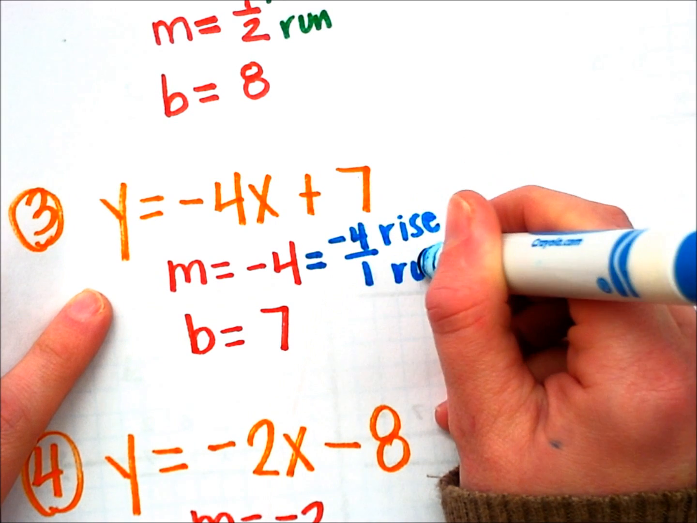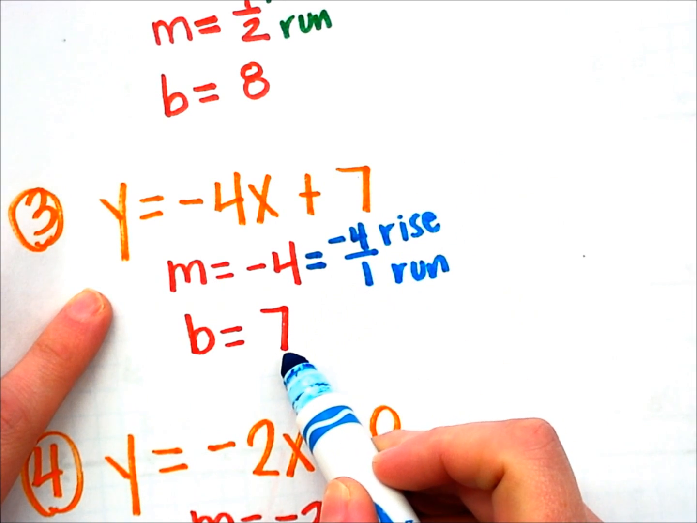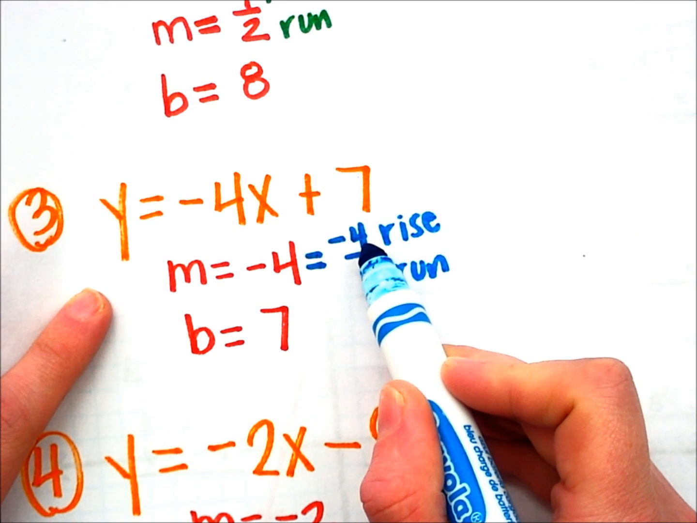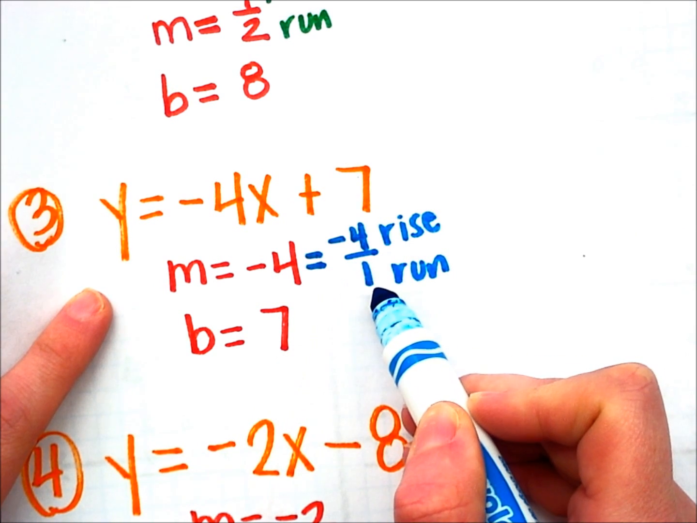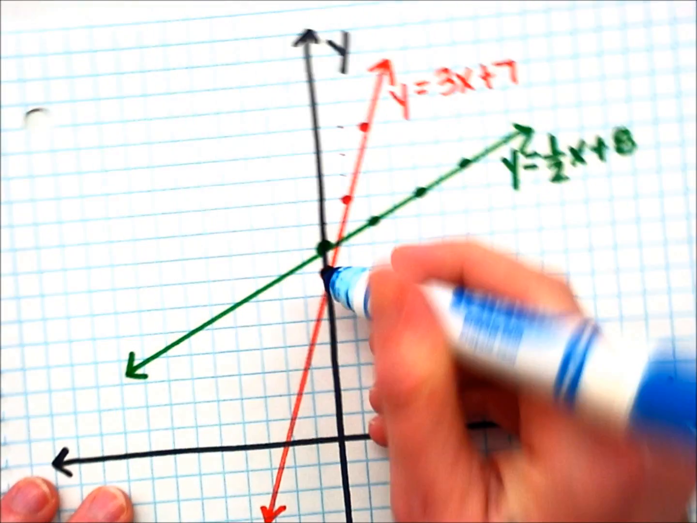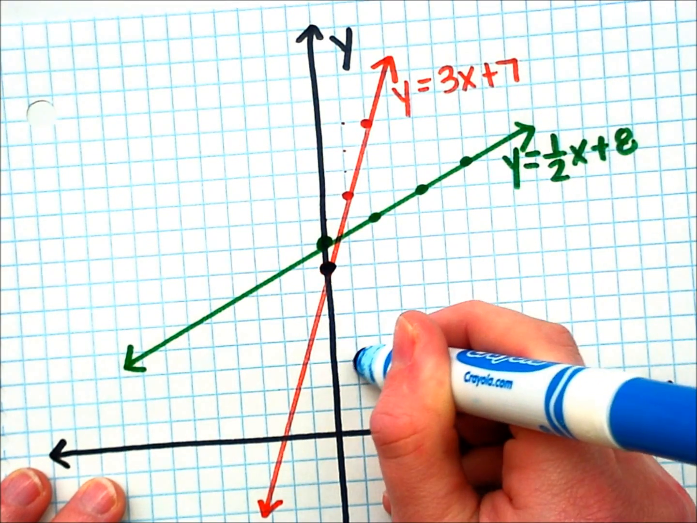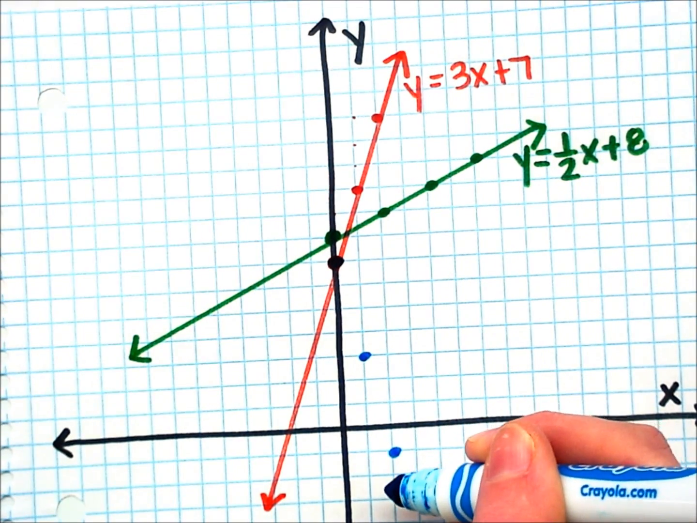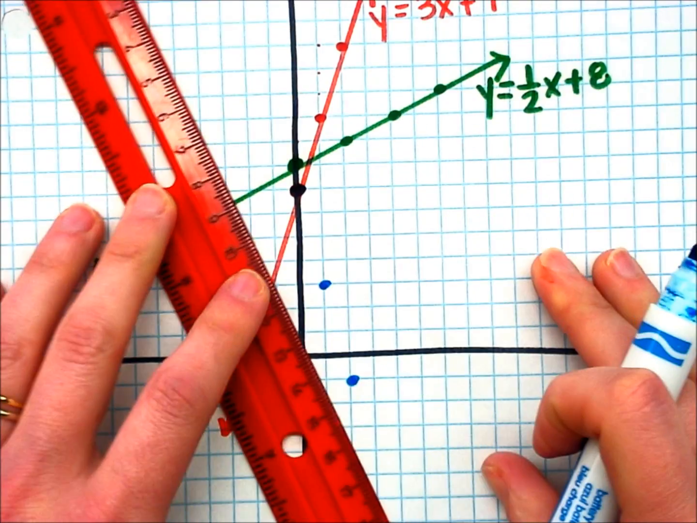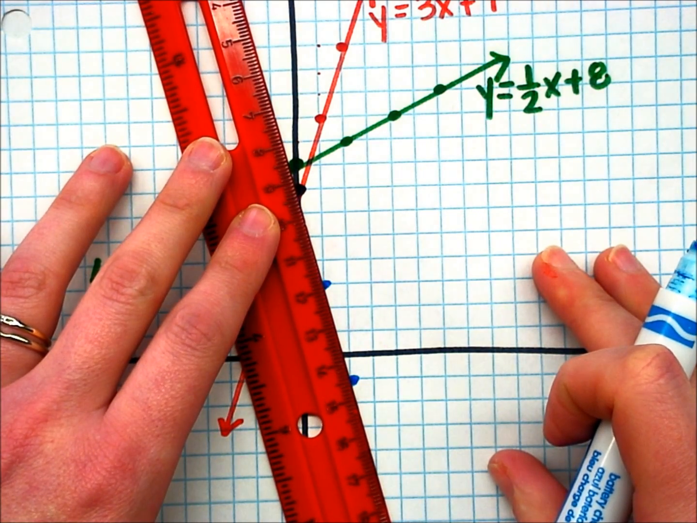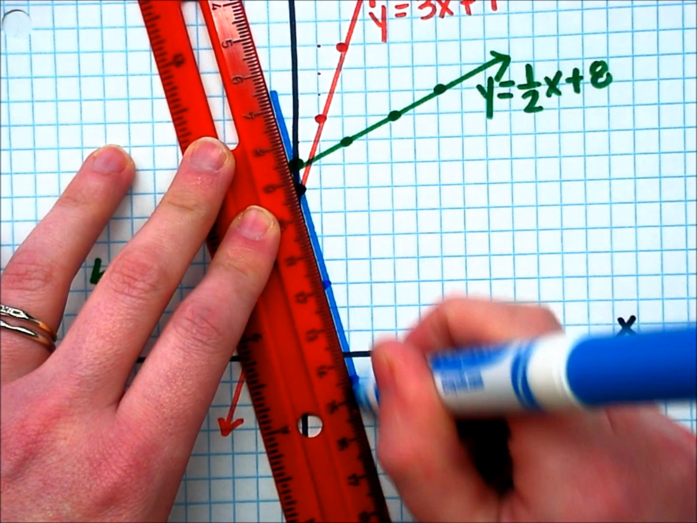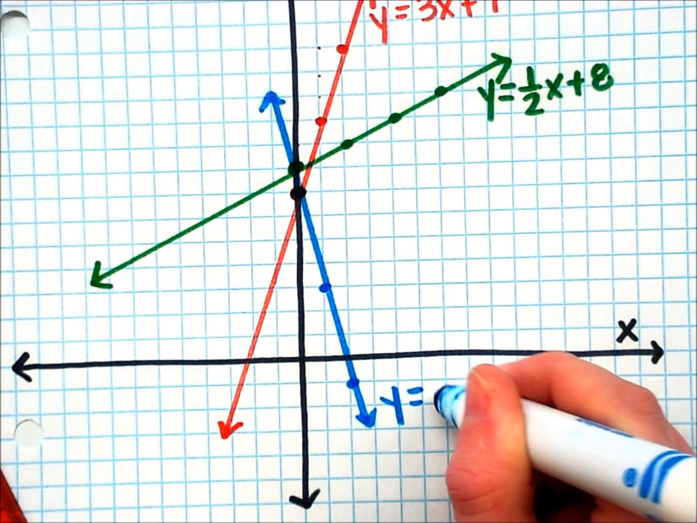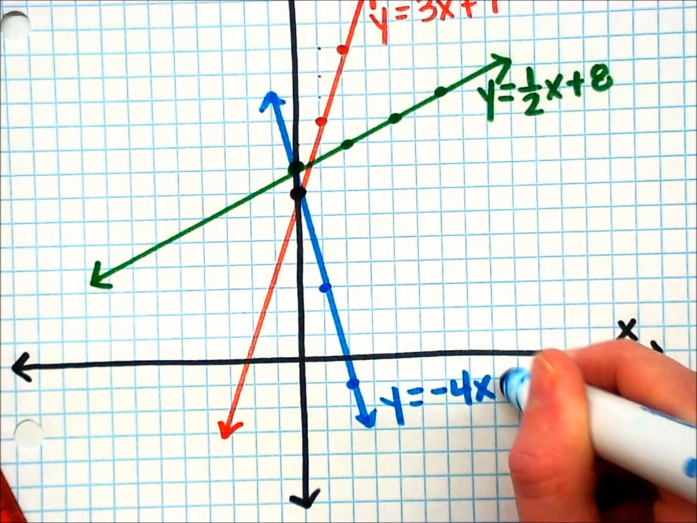Rise over run. So I'm going to start at 7 on the y-axis, and I'm going to go down 4 units since the rise is negative, and move 1 unit to the right. 1, 2, 3, 4. And then I'll draw this line using my ruler, and I'm going to include arrows at either end. And I'll label this. This is the equation y equals negative 4x plus 7.